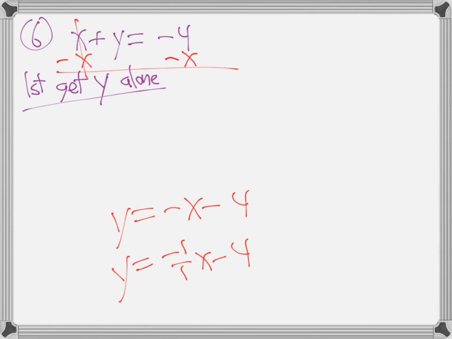So now I have my two numbers. I can do my rise over run thing. So let's do it. Let's start at negative 4. 1, 2, 3, 4.